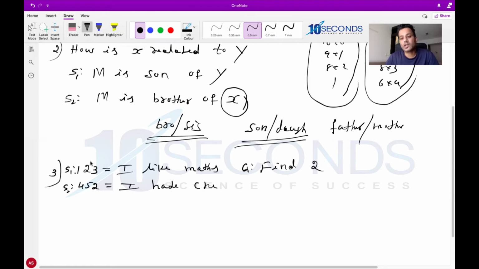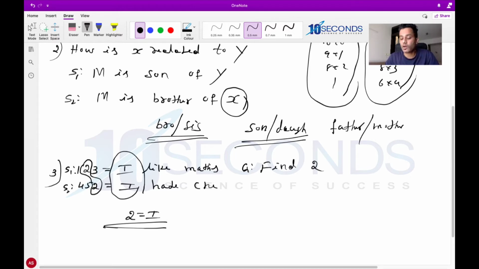But there is digit 2 in the first number. There is digit 2 in the second number also. That 2 is common. If one digit is common, then definitely one word is also common on the right hand side, right? So in the 2 sentences, I is common. So what does 2 equal to? It's very clear that 2 equals I. The rest of the digits you cannot find, but 2 is definitely I. Question is answered.